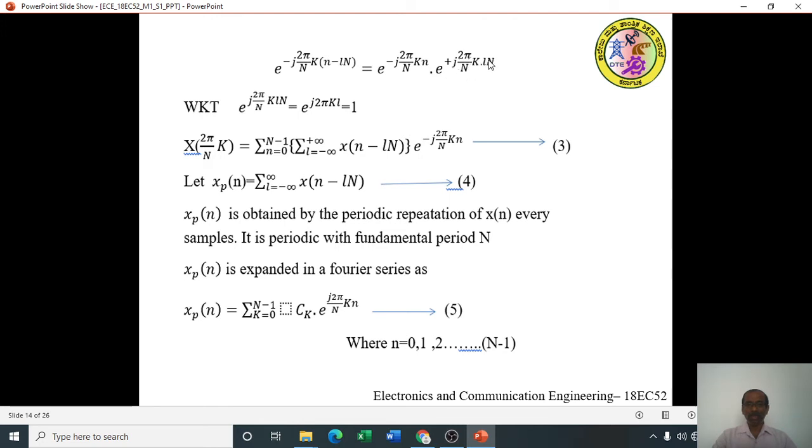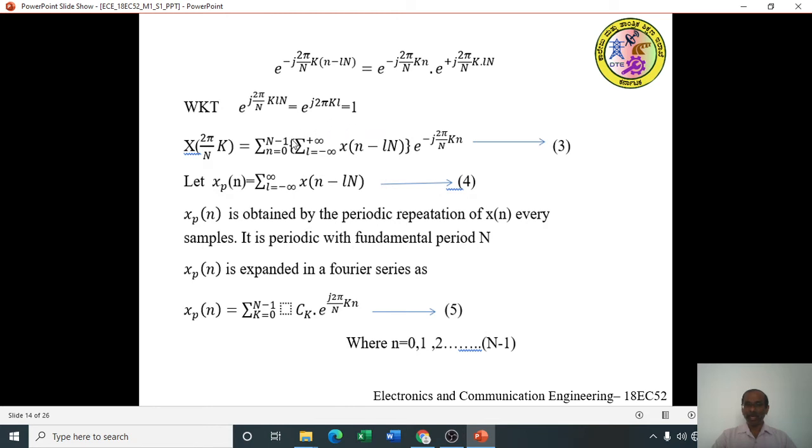I can cancel these two n. So it becomes e power j 2 pi. So e power j 2 pi, or multiples of 2 pi, will be equal to cos 2 pi minus j sin 2 pi, which is always equal to 1. So I can leave that summation. The left out term is only so much.